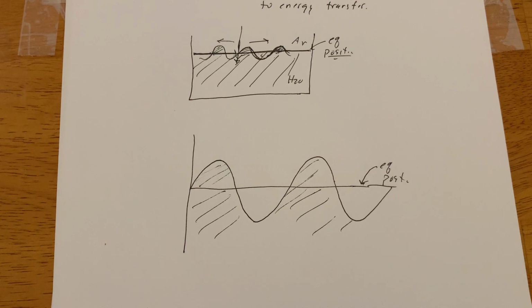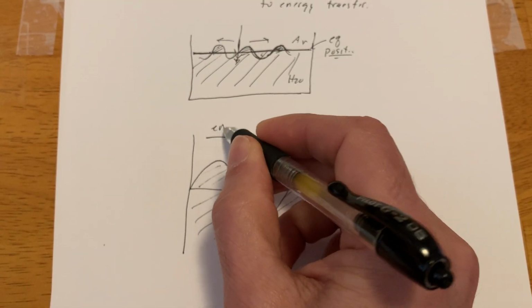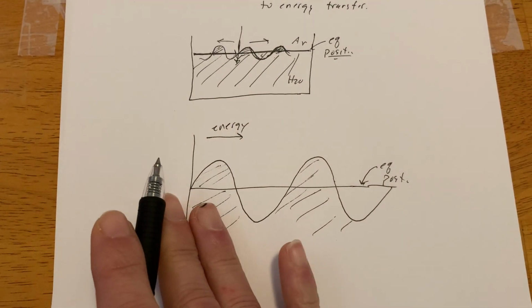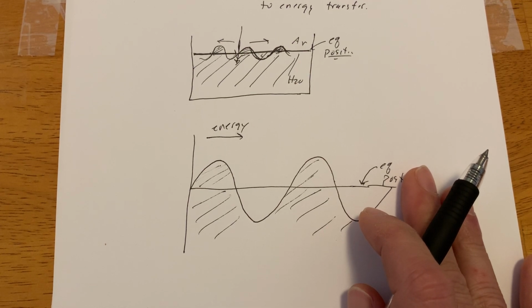Energy, this is an example of a transverse wave. Why is it transverse? Well, in this particular case, I'm going to say energy is moving, and we're just going to say it's moving to the right. If it's moving to the right, what about the points on the wave?